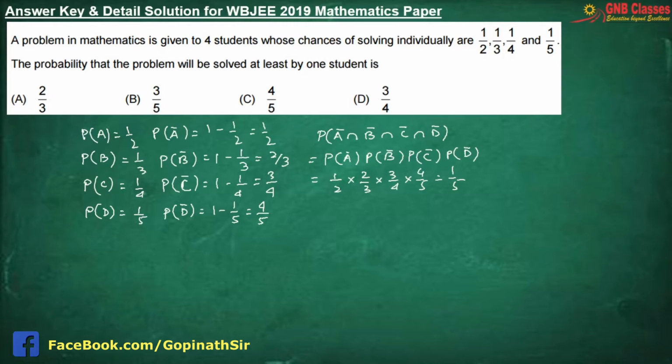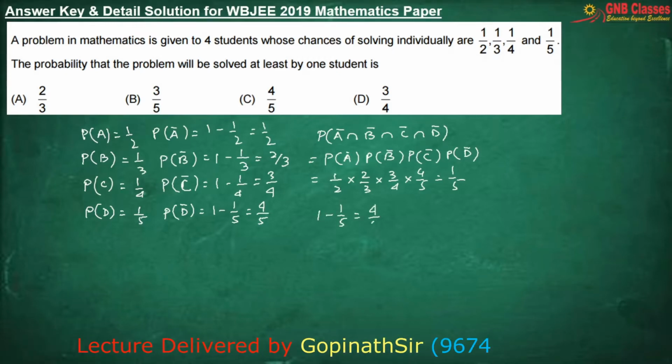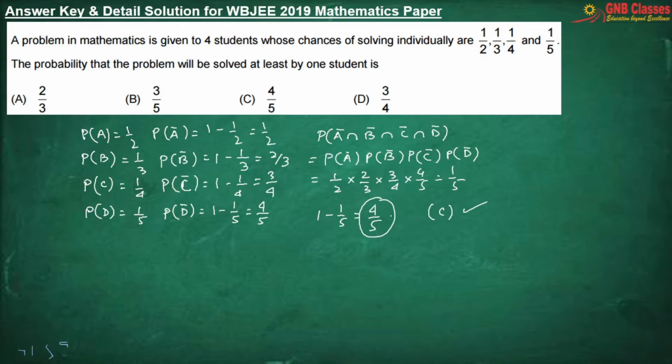Therefore, the probability that the problem will be solved by at least one student is given by 1 minus 1 by 5, which is nothing but your 4 by 5. Therefore, option C is correct. Is it clear? Now, let us move to the next problem.